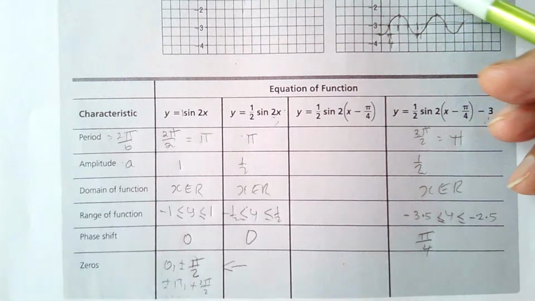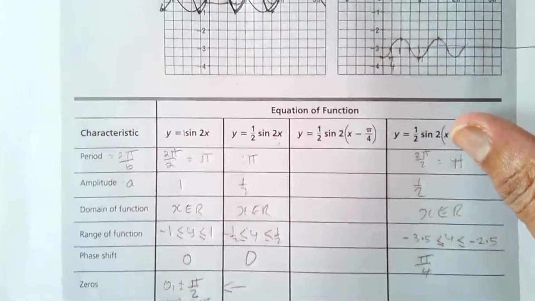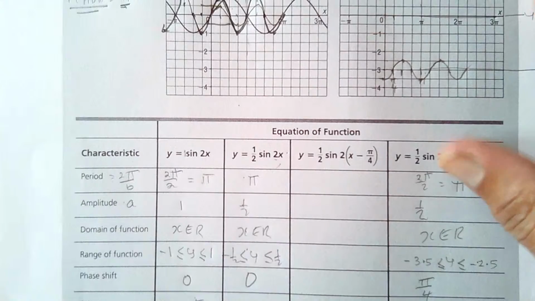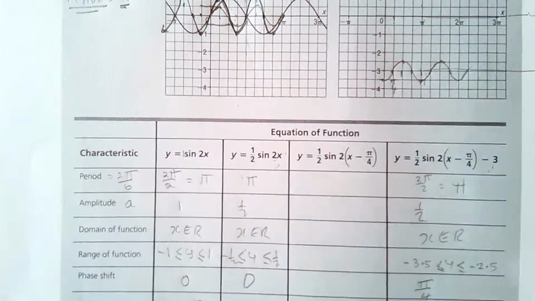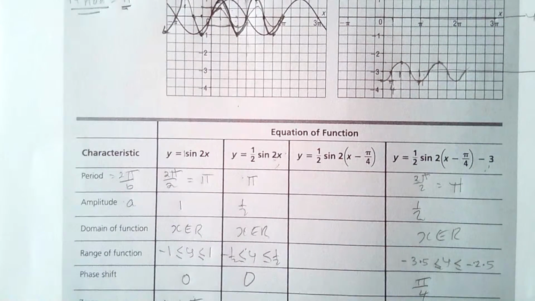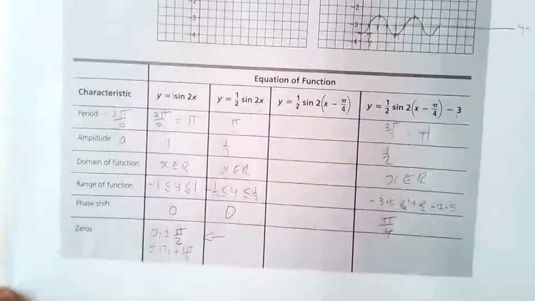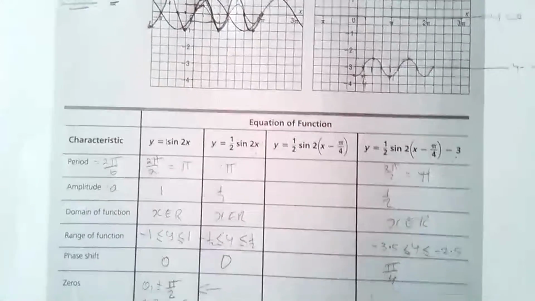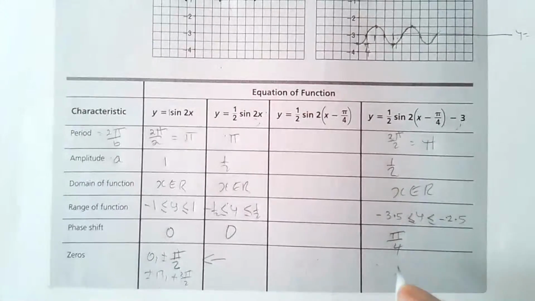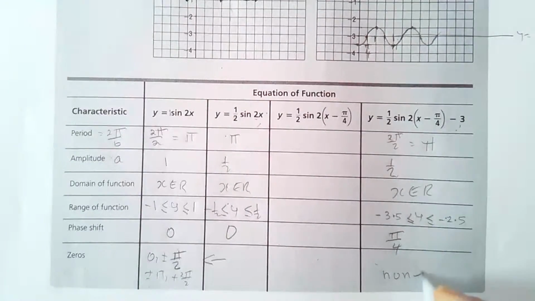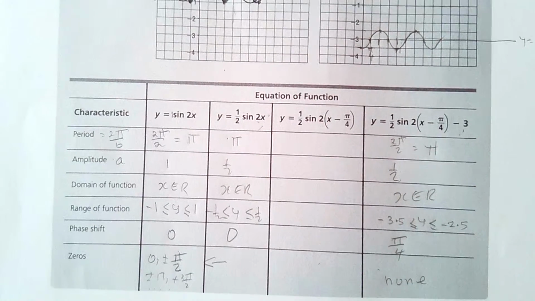There's no zeros because the graph doesn't touch the x-axis, so there's no zeros. We said there's none because it doesn't touch the x-axis.